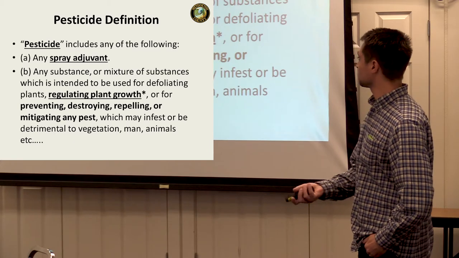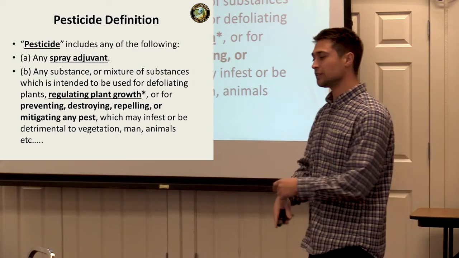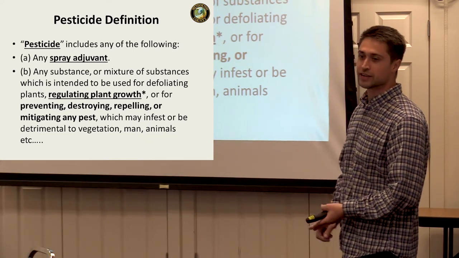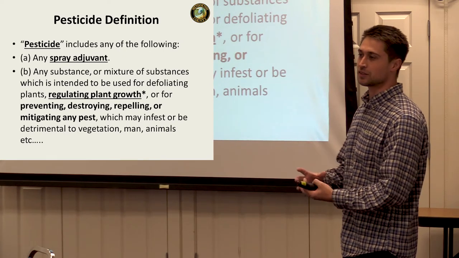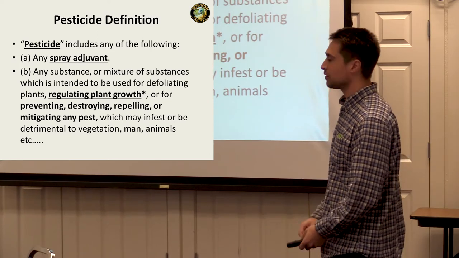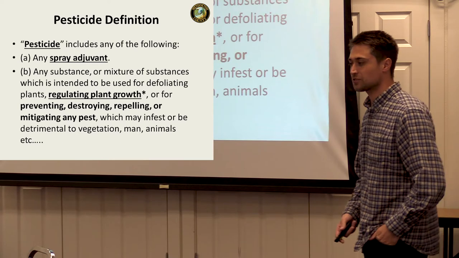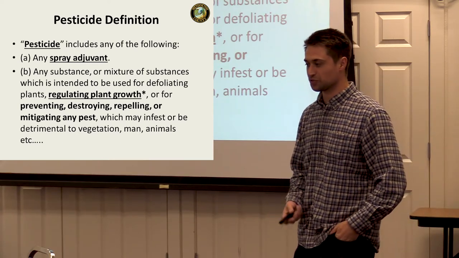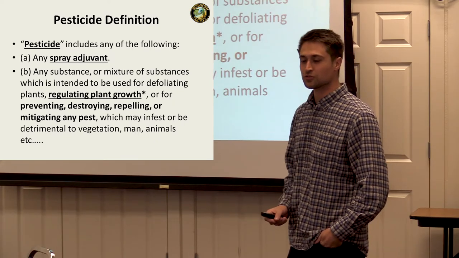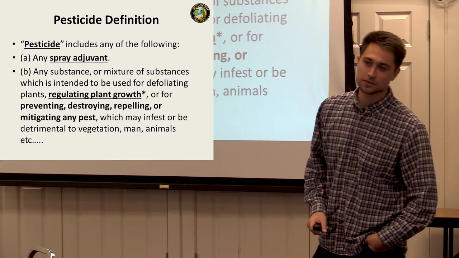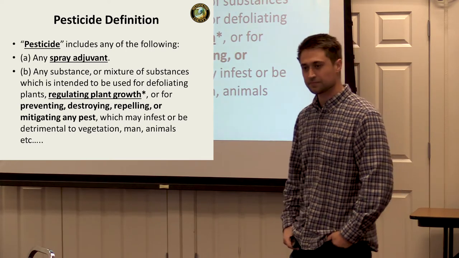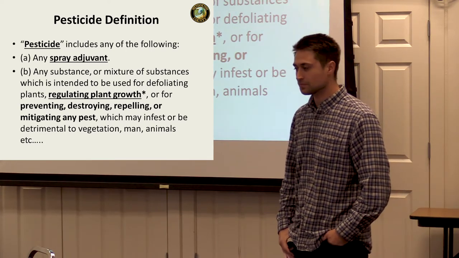It's kind of a bad chemical type of thing people think of. But legally, the definition of a pesticide includes any spray adjuvant. A spray adjuvant is something that you put in with the pesticide that makes it stick better to the plant, makes it spread better. Also, any substance or mixture of substances intended to be used for defoliating plants or regulating plant growth. Can you think of anything that's used to regulate plant growth that's used commonly in the industry? Nurseries use it a lot. Rooting hormones? Yeah, rooting hormones.